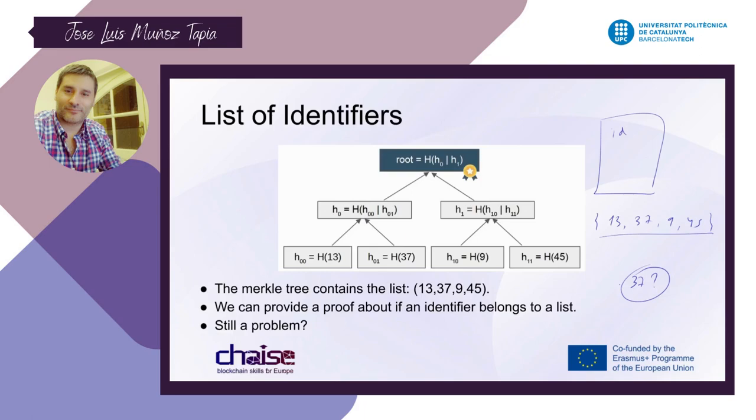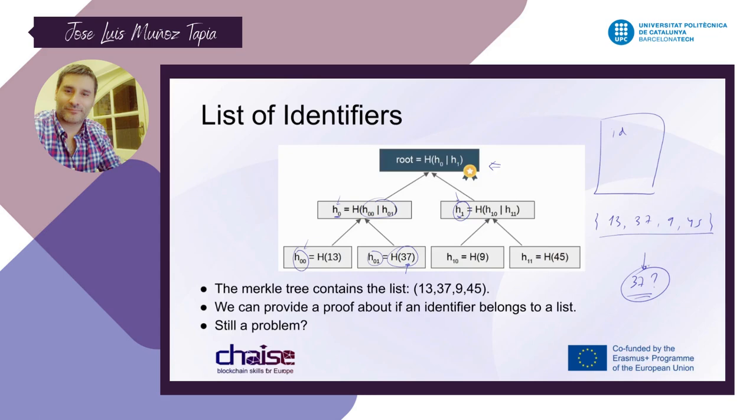So if I ask for 37, the repository just needs to provide me the siblings, H00 and H1. I hash 37 and obtain this one, then I hash it with this, concatenate these two values and compute H0. Then the repository provides me H1, I concatenate H0 and H1, and I obtain the root. The repository also provides me the digitally signed root, and I check that these two are the same. If they are the same, there is no doubt that 37 is in the tree.